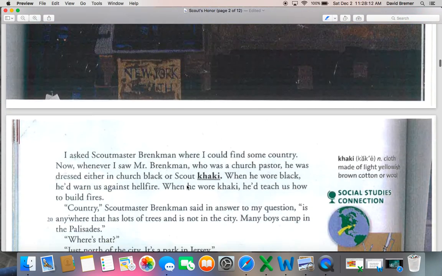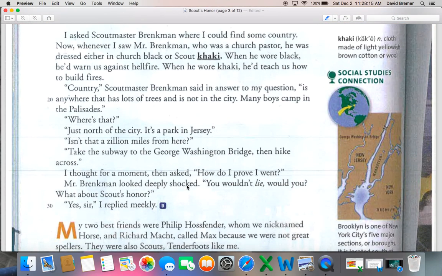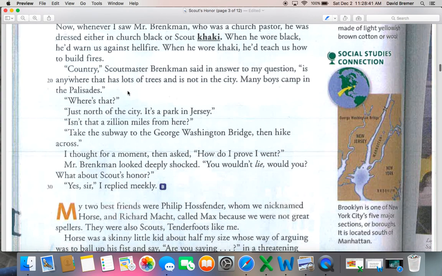I asked Scoutmaster Brankman where I could find some country. Now, whenever I saw Mr. Brankman, who was a church pastor, he was dressed either in church black or scout khaki. When he wore black, he had warned us against hellfire. When he wore khaki, he'd teach us how to build fires. Country, Scoutmaster Brankman said, is anywhere that there's lots of trees and is not in the city.